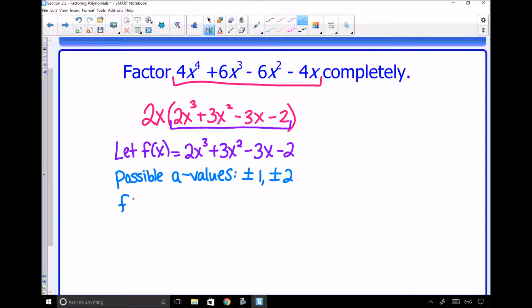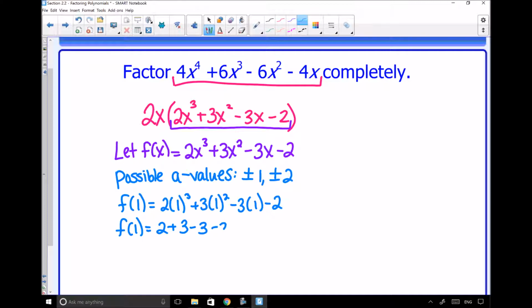So I'm going to find f of 1 to start off with. So I'll do 2 times 1 cubed plus 3 times 1 squared minus 3 times 1 minus 2. So when I keep going with this, I get f of 1 is equal to 1 cubed is 1 times 2 is 2. 1 squared is 1 times 3 is 3. -3 times 1 is -3, and then I have a minus 2. Awesome. This ends up giving me 0. So therefore, a equals 1 works. So x minus 1 is a factor.